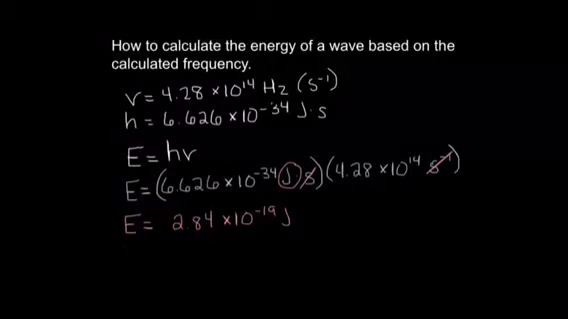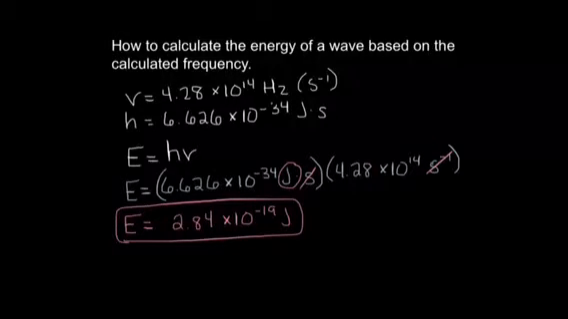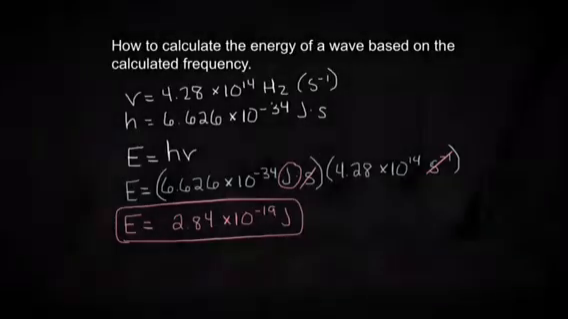Plugging that into my calculator, I got 2.84 times 10 to the negative 19th joules, rounding it to 3 significant figures, as I only had 3 significant figures in my frequency. My calculations are now complete. All I have to do now is go back and calculate the frequency and the energy for all of the other colors that I was able to see during the lab. So I should have a total of 6 wavelengths, 6 frequencies, and 6 energies.